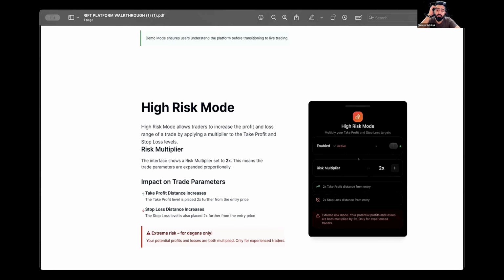Then there is high risk mode in the app, which allows traders to increase the profit and loss range of a trade by applying a multiplier to the take profit and stop loss level. So in every trade, there is take profit and stop loss. Whenever you place a trade, there's a limit of money which you can lose. There's a limit of money which you can make. Above that, the trade is closed. Either it hits stop loss or take profit, the trade is closed. As simple as that. No logic, no brainer in that.